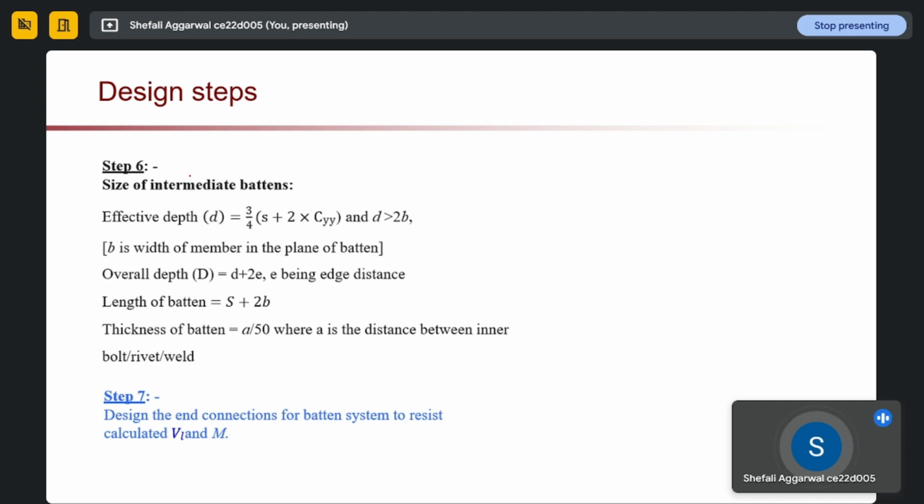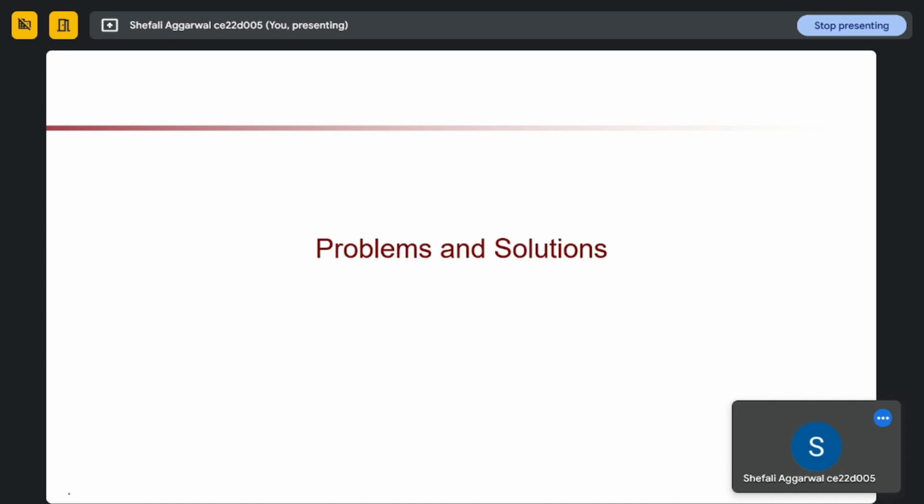Next we will calculate the size of intermediate battens. Our end battens and intermediate battens have different design steps, so you can see all these design steps in the PPT itself. And last, we will design the connection for our batten system. Okay, so this is all that you might have studied this week. Now we will go to the different problems for this week, which will help you in solving assignment 8.